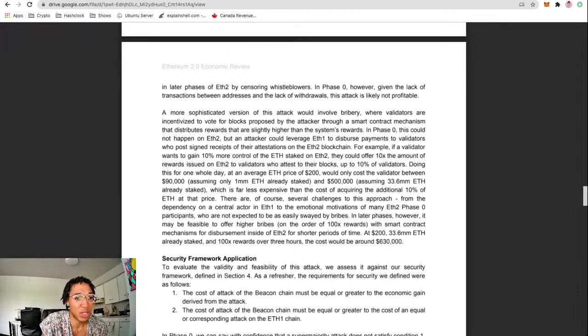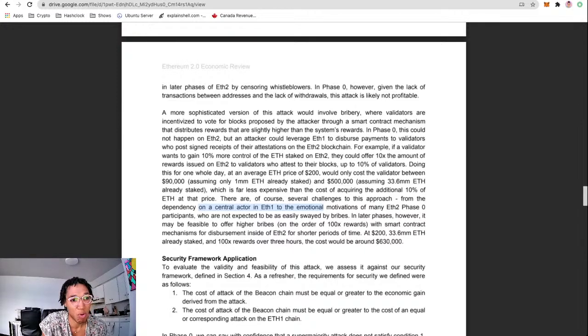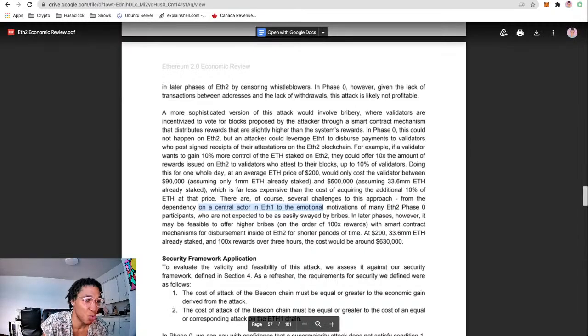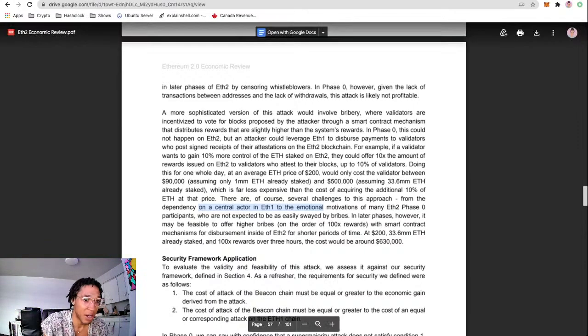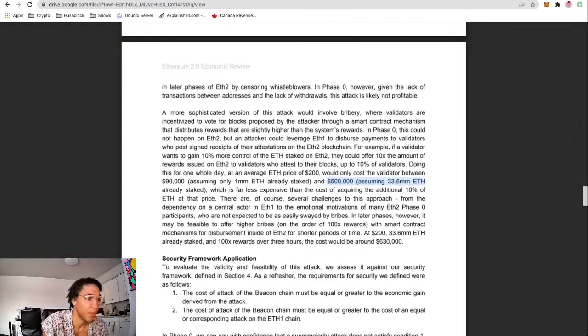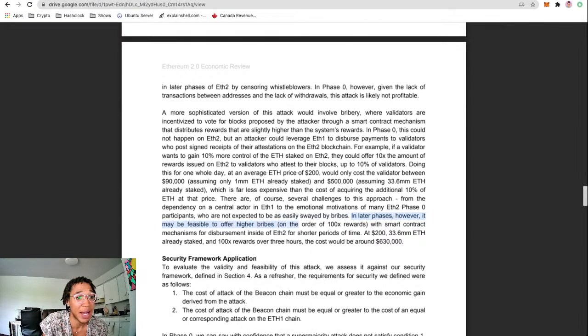There are, of course, several challenges to this approach, from the dependency on the central actor in ETH1 to the emotional motives of many ETH2 Phase 0 participants who are not expected to be as easily swayed by bribes. Again, early participants are probably going to be more yield apathetic, more altruistic, and later participants with a higher amount of ETH are probably more capital efficient. But anyways. In later phases, however, it may be feasible to offer higher bribes on the order of 100x the rewards, with smart contract mechanisms for disbursement inside of ETH2 for shorter periods of time.